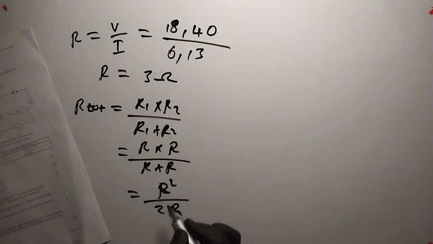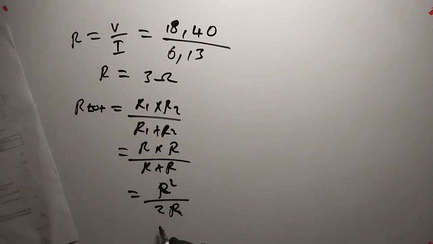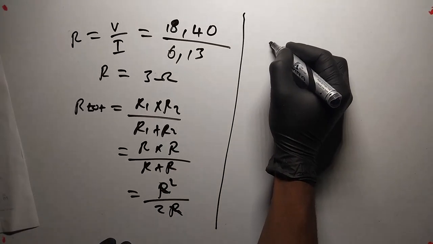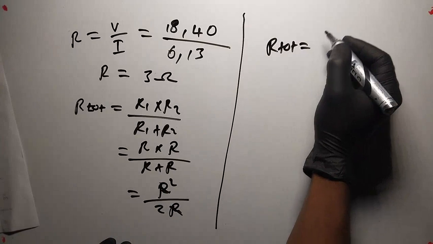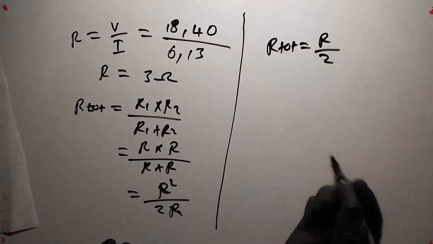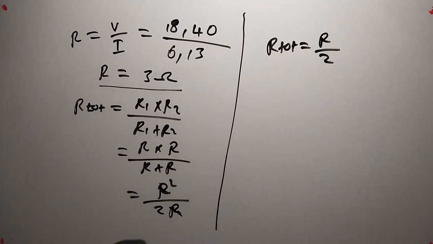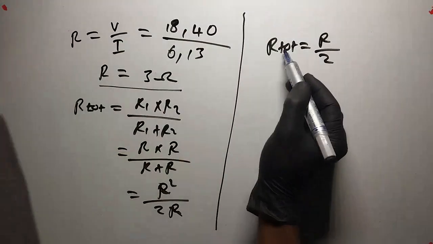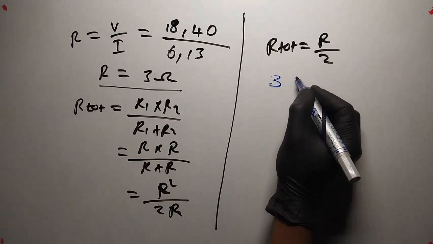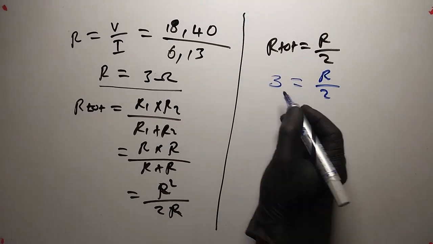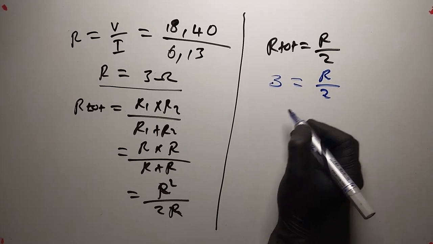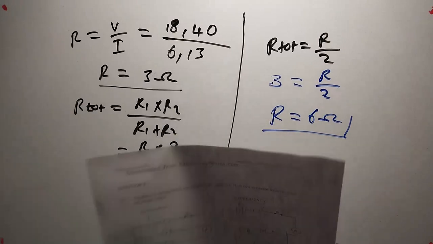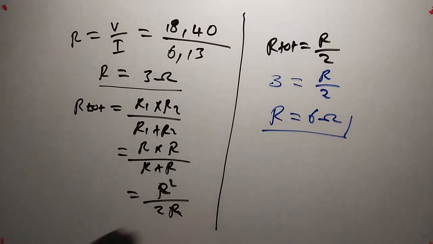Then this will cancel this. Then you'll be left with R total is equal to R over 2. Okay, since now you have calculated the total resistance in experiment 1, that it should be 3 ohms, here you're going to write 3, which means equals to R over 2. Now 3 times 2 is going to give you 6, which means resistor R is equal to 6 ohms. Now this is the first way. If you want to do it like this, you're going to get 6 ohms.